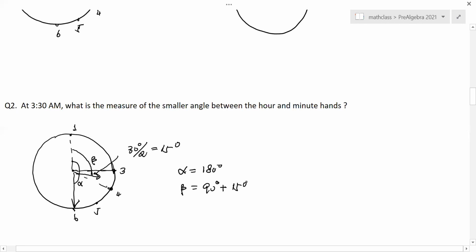The reference is the initial side, actually rotated clockwise. The initial side is a vertical line pointing to the north. So it's going to be 105 degrees, and then you will see the difference alpha minus beta is a positive difference, and that is going to be 180 minus 105 degrees. So that is just 75 degrees. Okay, 75 degrees.